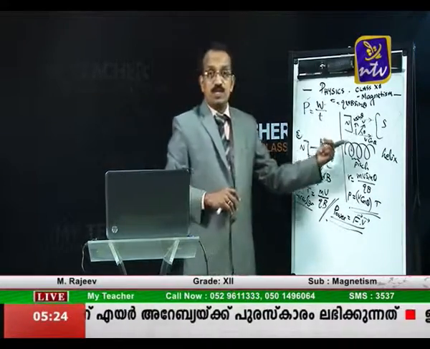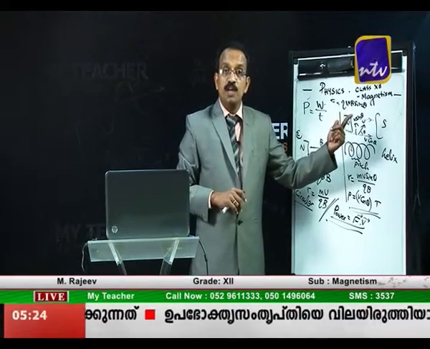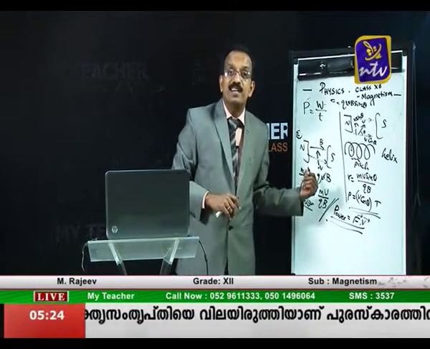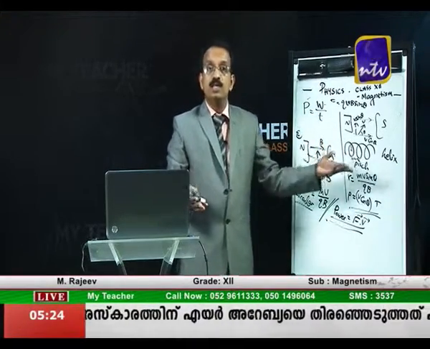How about the third situation? In short, I can say third situation is a combination of first and second. First, what was the work? 0. Second, what was the work? 0. So third one also should be 0.